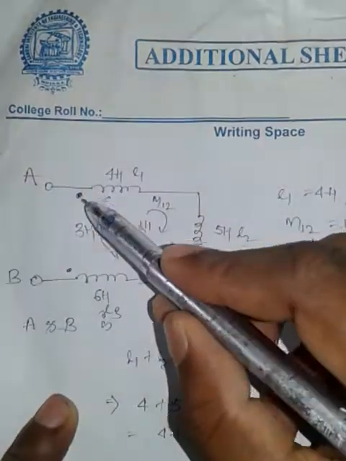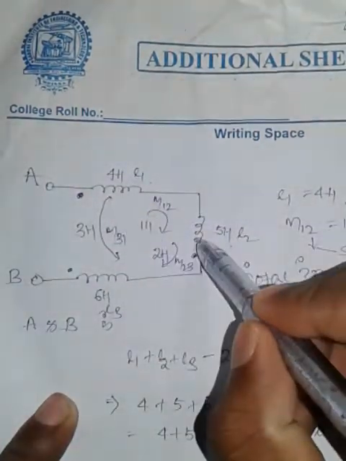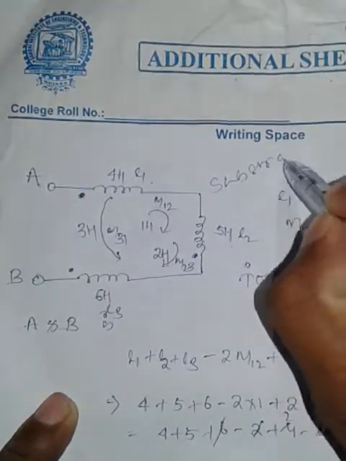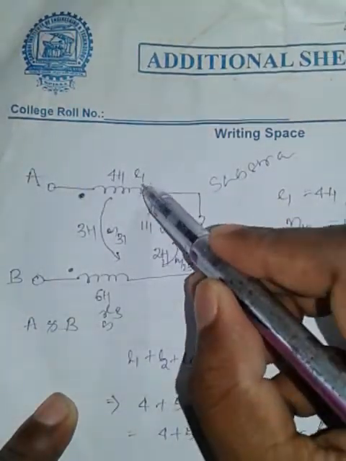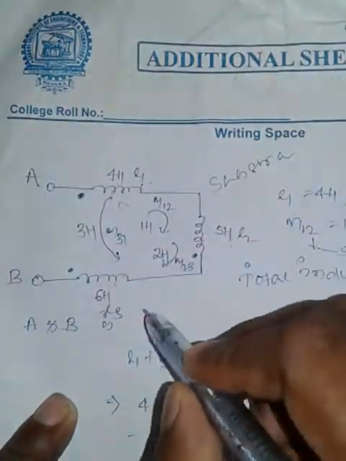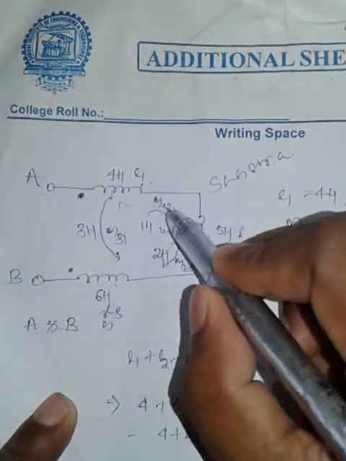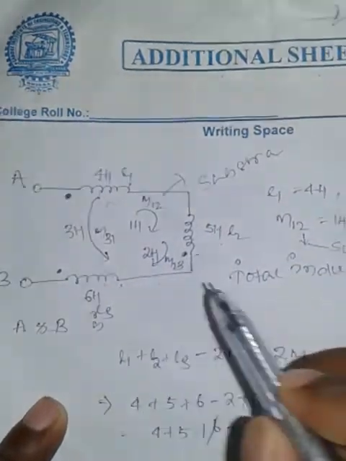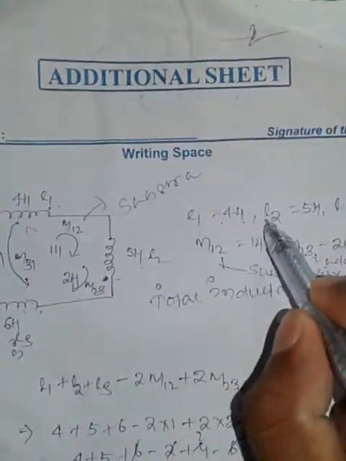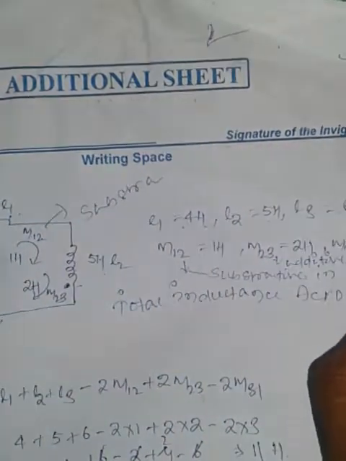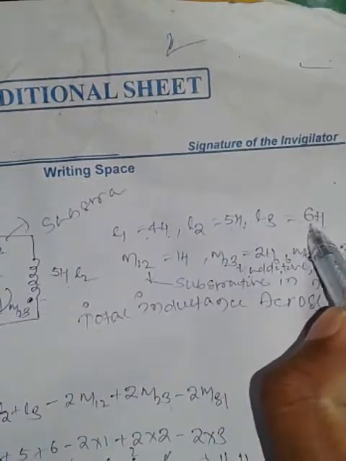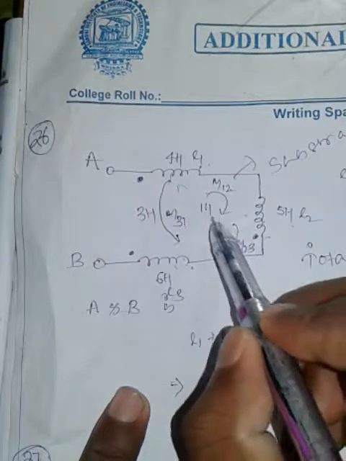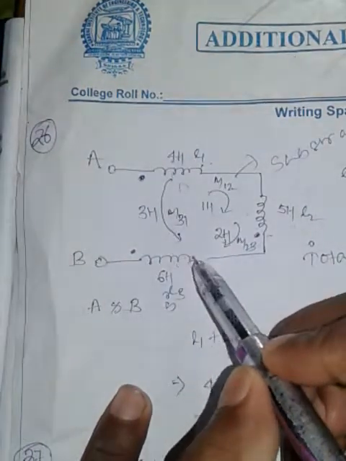According to the sign convention, 1 and 2 are opposite in dot connection, so it will be subtractive in nature. Again, 1 and 3 are opposite in nature, so M12 and M31 are subtractive, but M23 is additive in nature. L1 is given 4, L2 is given 5, and L3 is given 6 Henry, and M12 is given 1, M23 is given 2, M31 is given 3 Henry.